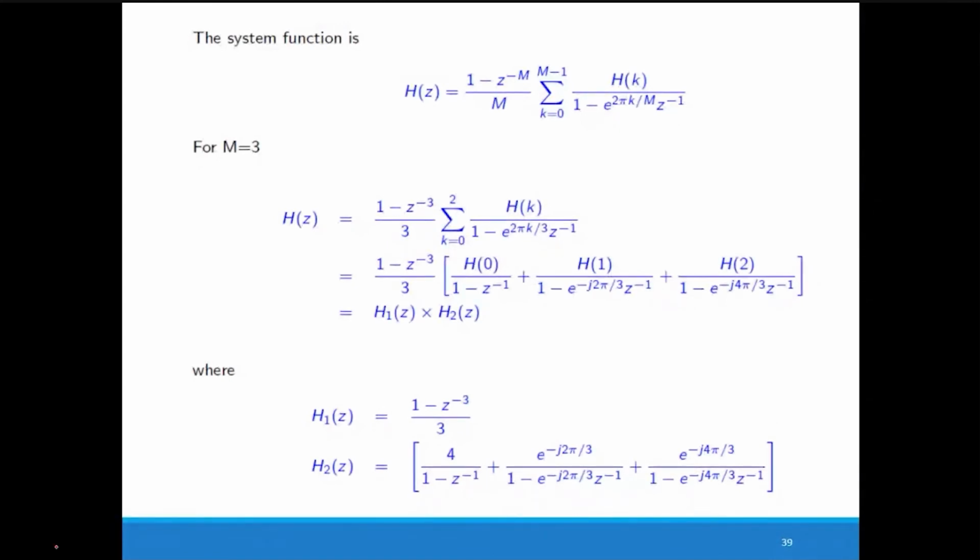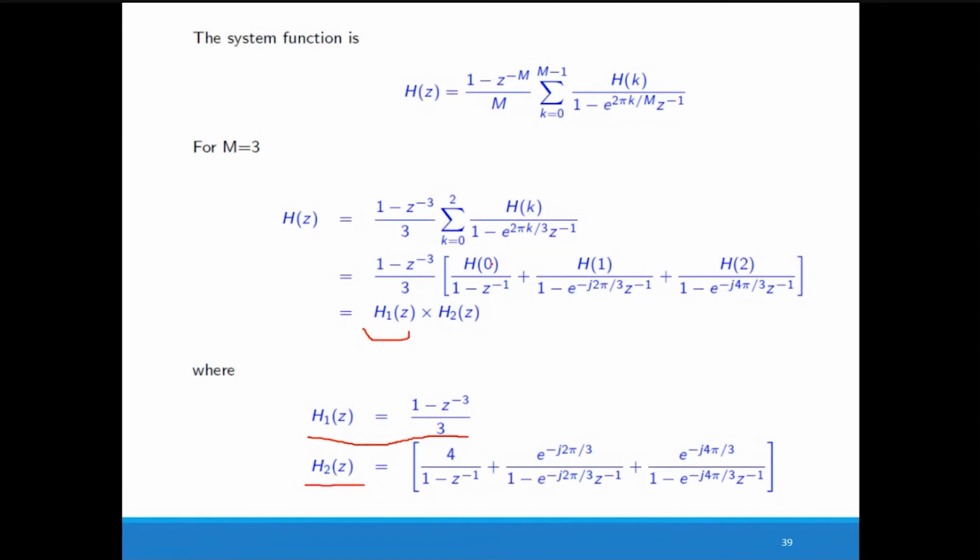Now this is the first term, that is 1 minus z raised to minus 3 by 3. Here you are getting not the normal real terms but complex terms. So that is H0 over 1 minus z inverse, plus H1 divided by 1 minus e raised to j 2 pi by 3 z inverse, plus H2 divided by 1 minus e raised to j 4 pi by 3 z inverse. This one is the term for H1 of z, and this will be H2 of z.